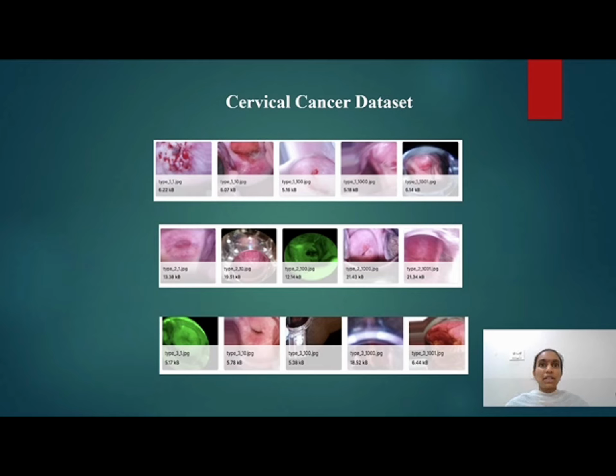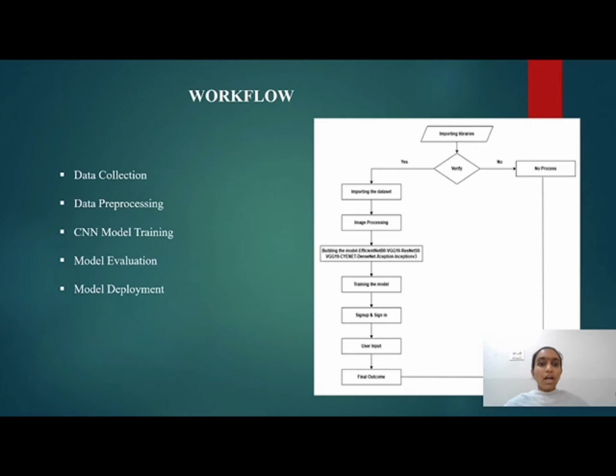We used a large balanced dataset of digital colposcopy images. Each image was labeled with the correct diagnosis, making it suitable for supervised learning. It helped the CNN model learn patterns associated with different disease stages. Our workflow involves 5 steps. Data collection is the stage where we collected thousands of colposcopy images with labels.